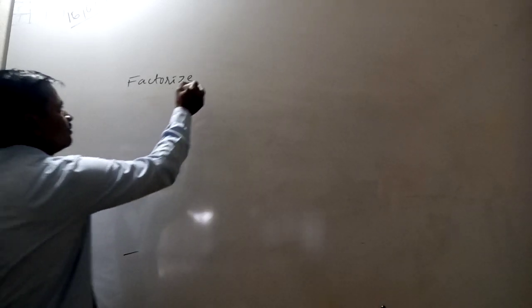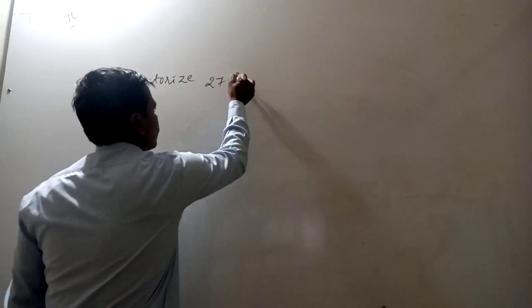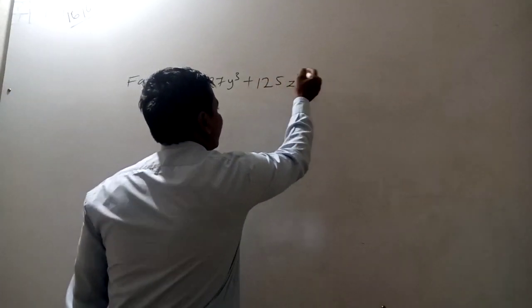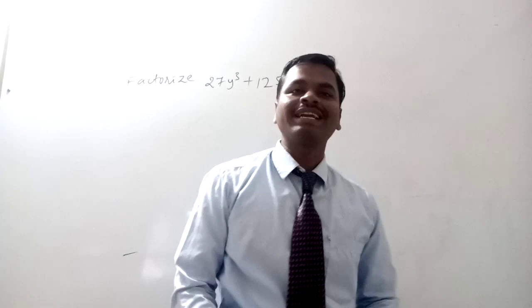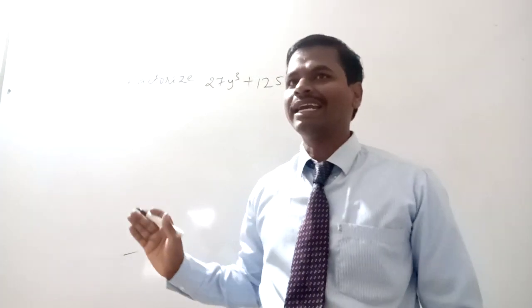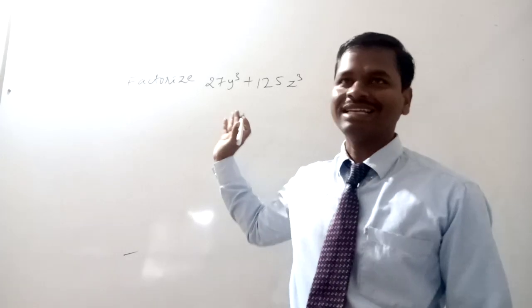Factorize 27y cube plus 125z cube. First, we should check whether we are in standard form or not. Then we use a suitable identity to factorize this one.